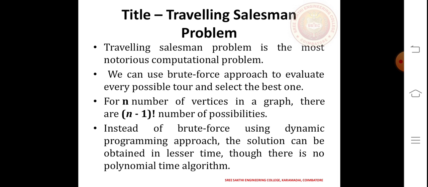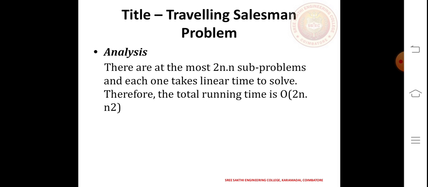For example, if we have n number of vertices in a graph, there will be (n minus 1) factorial possibilities to find the optimal solution. In those possibilities, we have to find the smallest distance traveled. That will be the optimal solution for the problem.